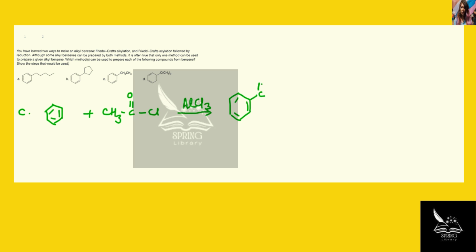So the product is acetophenone, and after that Clemmensen's reduction, and by that the product will be formed. For that, zinc and mercury is needed in presence of HCl, and the product will be the benzene ring with an ethyl group, so ethyl benzene.